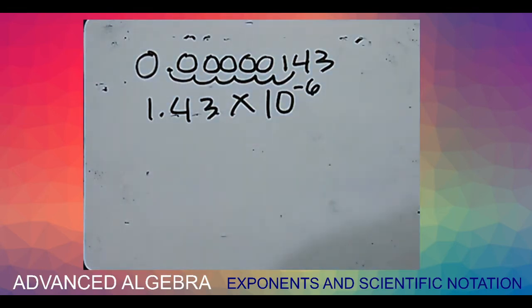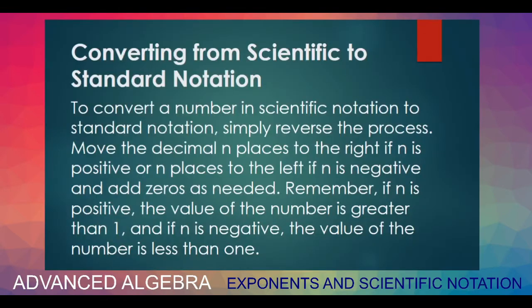Okay. So, nakapag-convert na tayo ng standard notation to scientific notation. So, tumungo naman tayo doon sa baliktad: scientific notation to standard notation. So, converting from scientific to standard notation. To convert a number in scientific notation to standard notation, simply reverse the process. Yung process natin kanina, ganun pa rin.